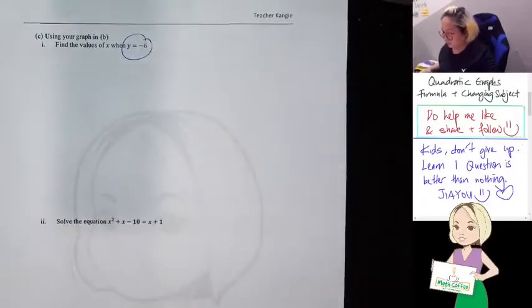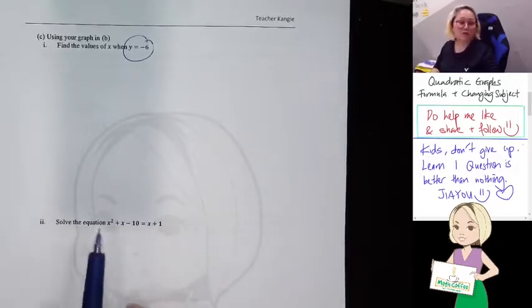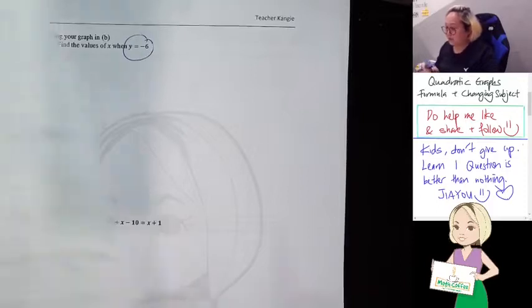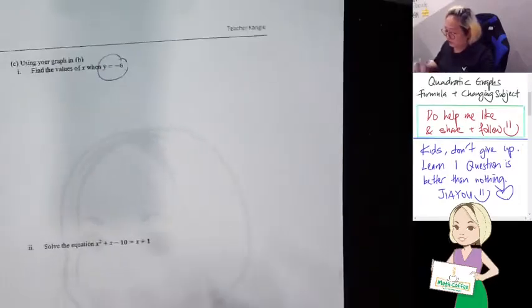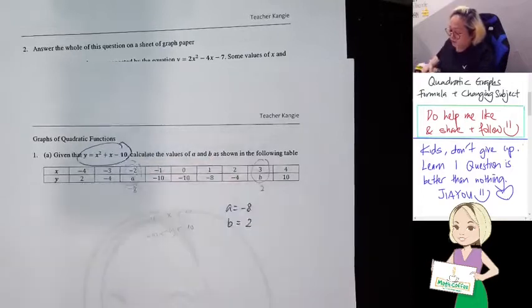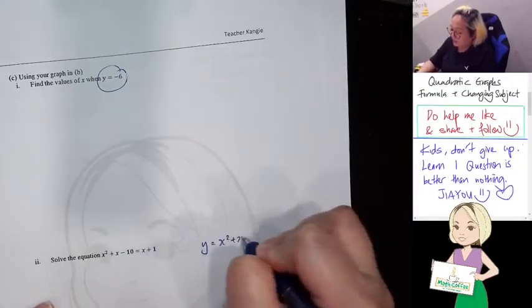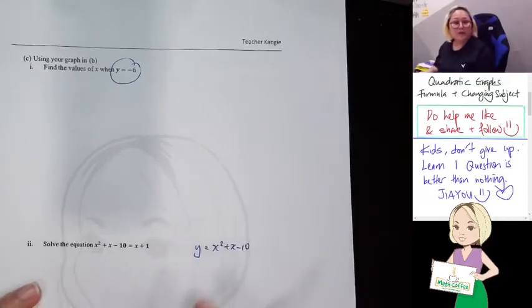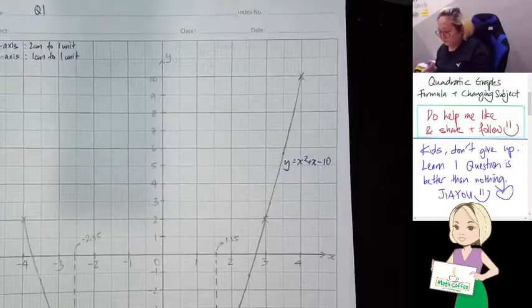Okay. Now solve the equation. Okay, so now this is the part whereby a lot of students always don't know what to do. Okay, so they say that solve the equation. So let's take a look at our original equation. Our original equation, always write this down. My original equation, write it at the side here. It is y equals to x squared plus x minus 10. This is my original equation of the curve, which is here.